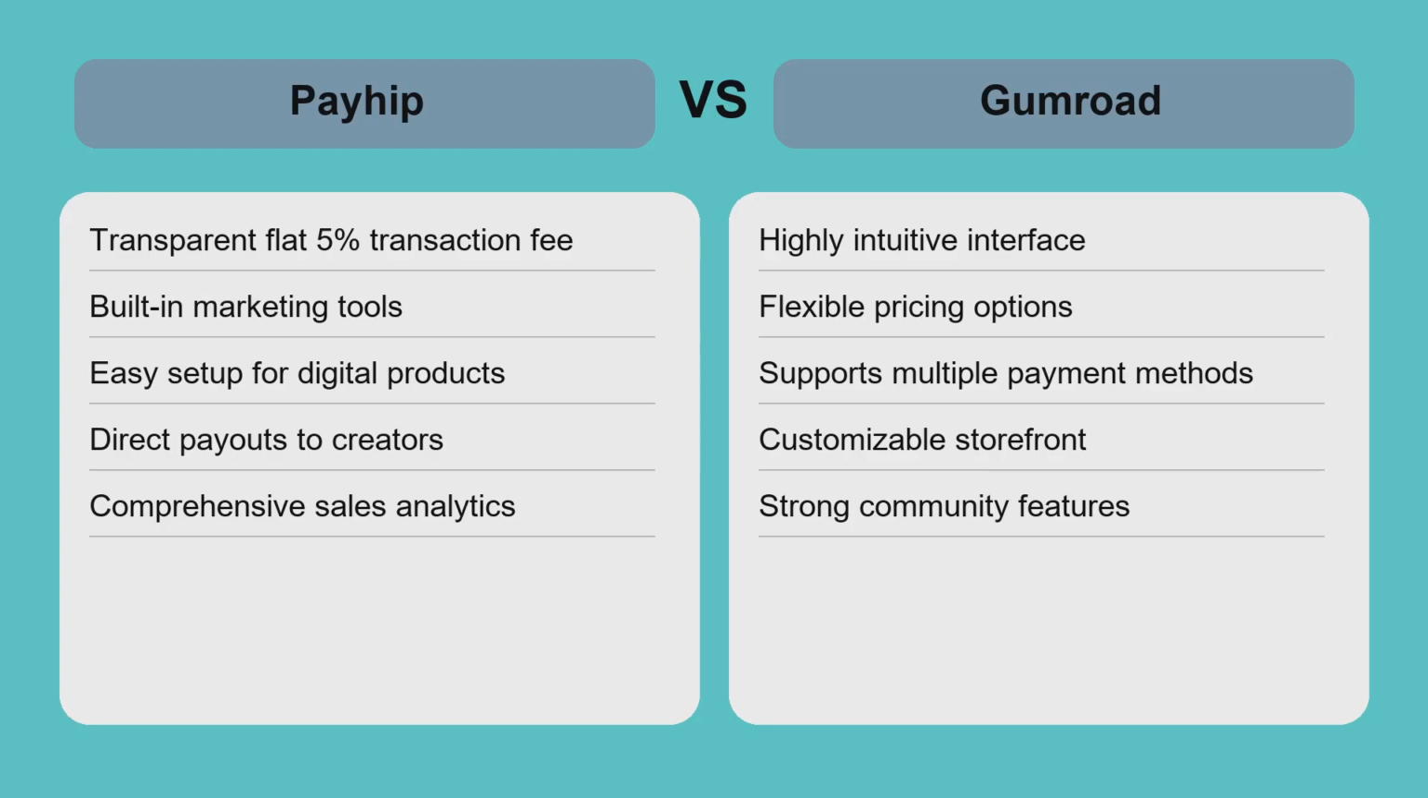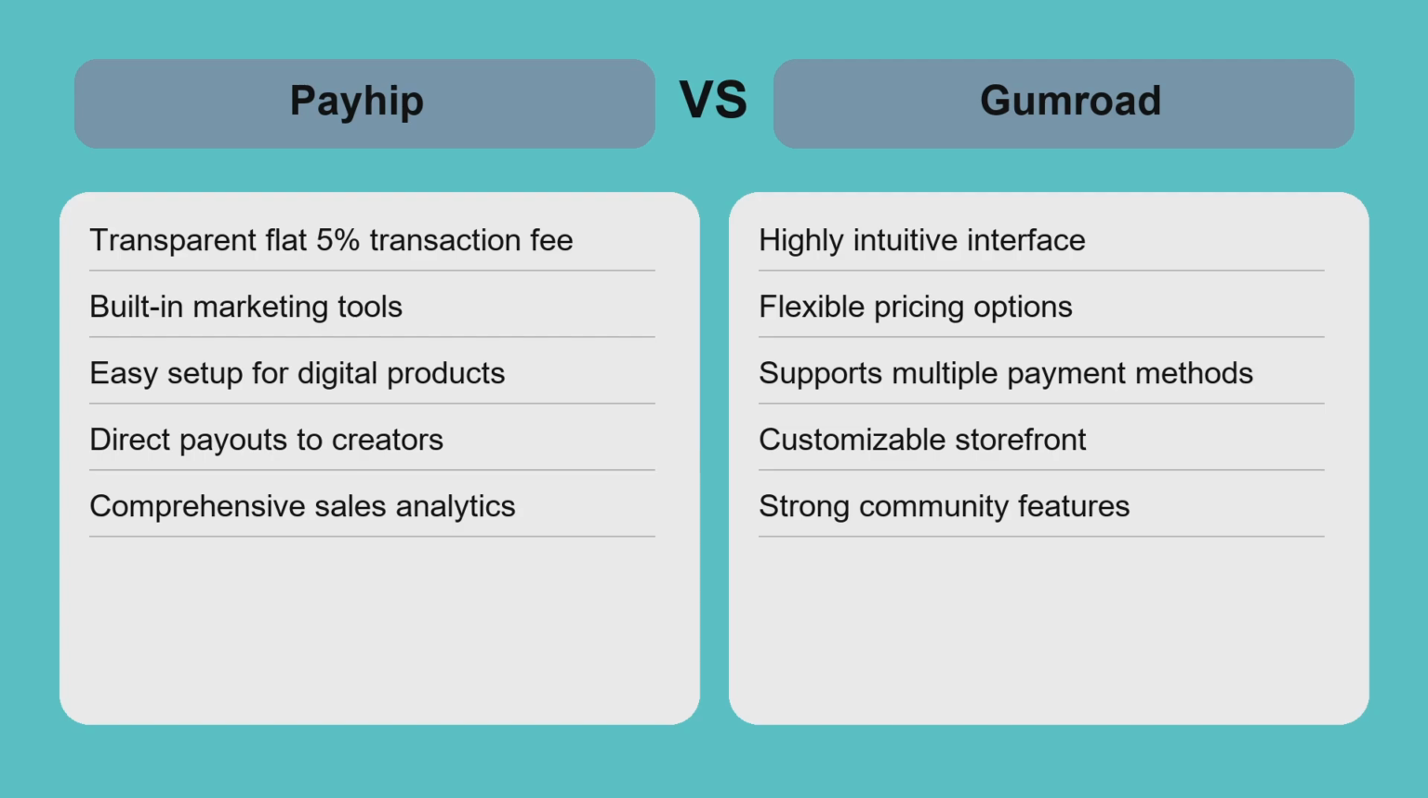Comparing Payhip and Gumroad reveals clear trade-offs. Payhip's flat 5% fee and built-in marketing tools make it cost-effective for creators focused on digital goods and promotions. It excels in straightforward pricing and affiliate support, but offers limited storefront customization. Gumroad provides greater flexibility with pricing models and payment options, ideal for creators selling a mix of digital and physical products. However, free accounts face high fees and marketing features are less integrated.